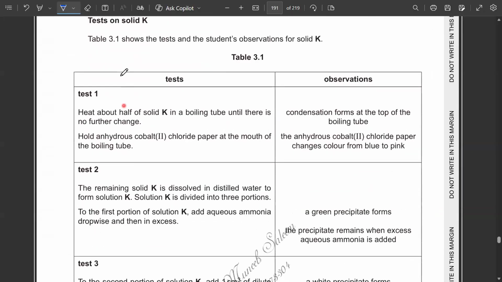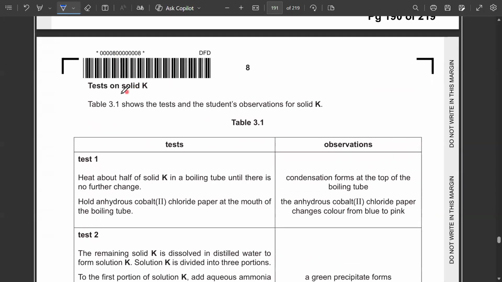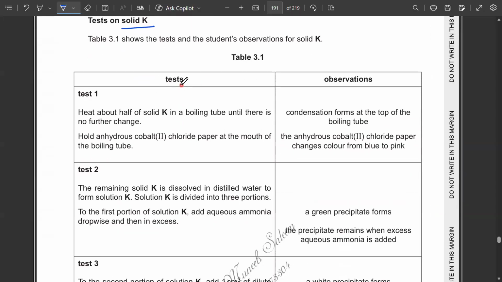Then next, test on the solid K. What do we have in solid K? We have some tests performed on solid K along with the observations. Heat about half of the solid K in a boiling tube until there is no further change. Hold anhydrous cobalt 2 chloride paper at the mouth of the boiling tube. The observation of this test is condensation forms at the top of the boiling tube. If condensation forms, it means conversion from gas to liquid.